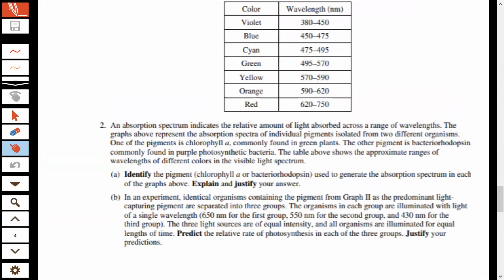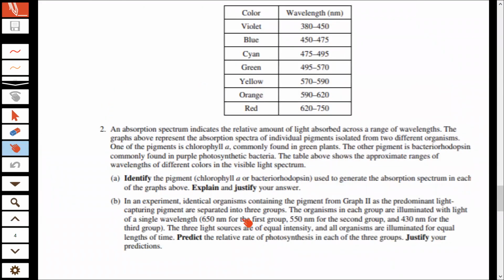In an experiment, identical organisms containing the pigment from graph two as a predominant light-capturing pigment are separated into three groups. The organisms in each group are illuminated with light of a single wavelength: 650 nanometers for the first group, 550 for the second, and 430 for the third group. The three light sources are of equal intensity, and all organisms are illuminated for equal lengths of time, right? Which is important because that shows that we're only changing one thing. The only thing we're changing is the wavelength of light. Predict the relative rates of photosynthesis in each of the three groups, and justify the predictions.